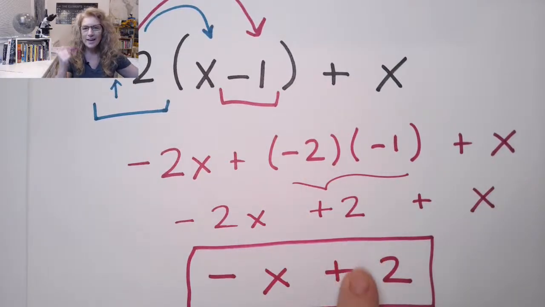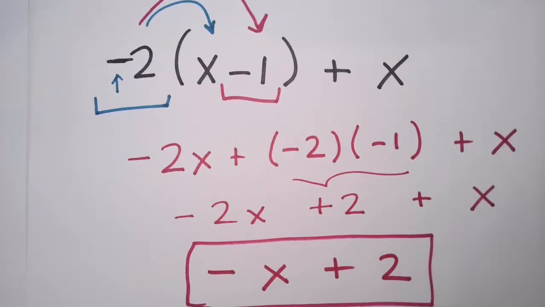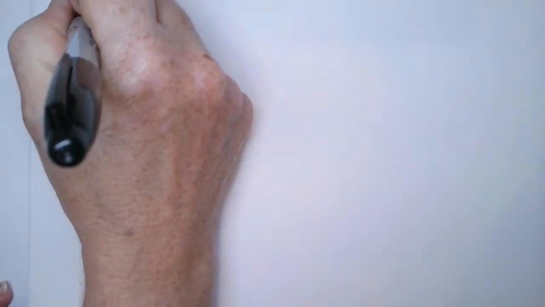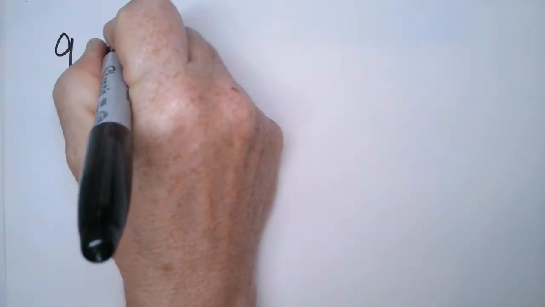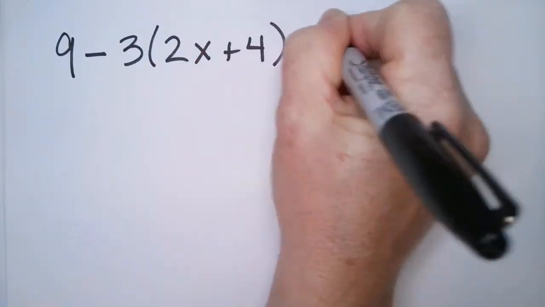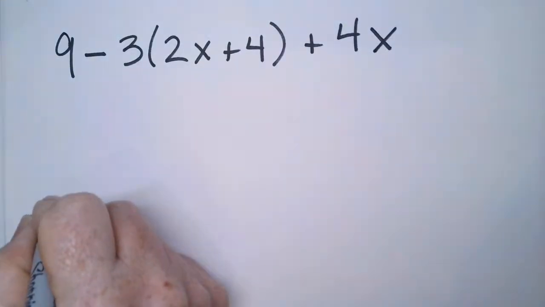I want you to write every single step out as we're going through, because this is where the mistakes come in. And then you have to redo it, and that takes time, and we want to spend our time on the fun stuff. I'm going to give you 2, and you're going to give me answers. Good? So I have 9 minus 3 times quantity 2x plus 4, plus 4x, and then this is the other one.